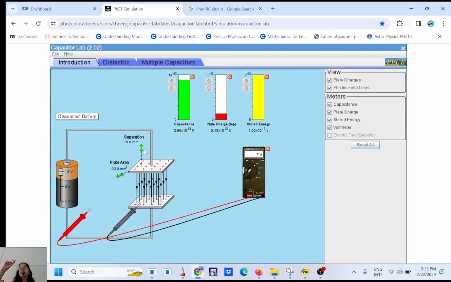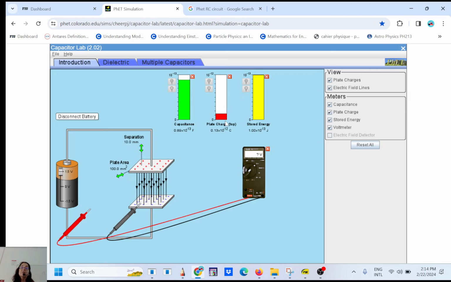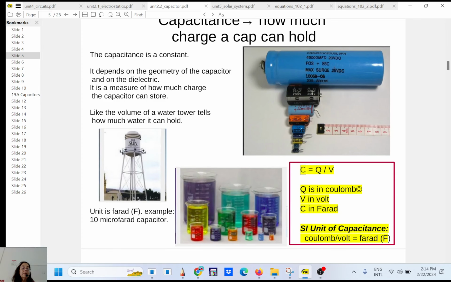Likewise, I can change the distance between the plates. If I decrease the distance, you're going to have larger capacitance and you can store more charge. If I increase the distance, you're going to have less charge, less capacitance. So capacitance only depends on the geometry, and by definition, the capacitance is the amount of coulombs per unit volt. It should be coulomb per volt, and the unit is called farad.